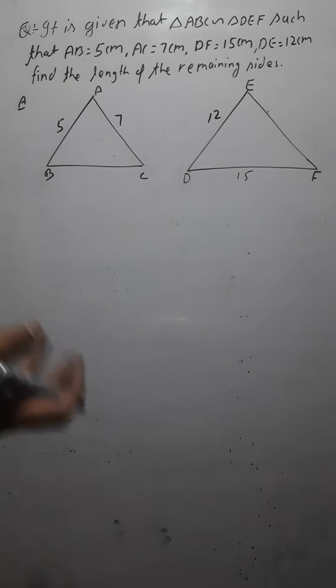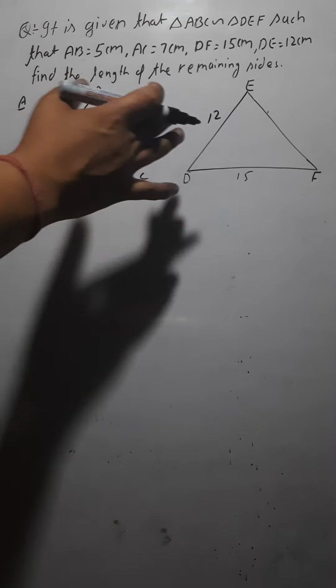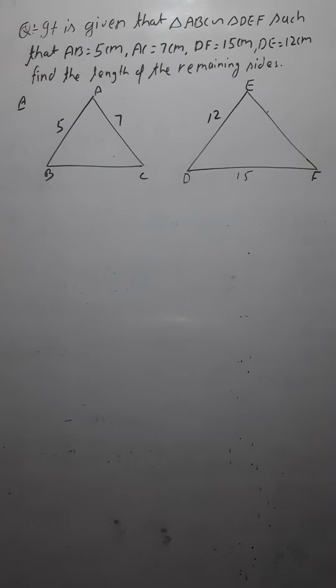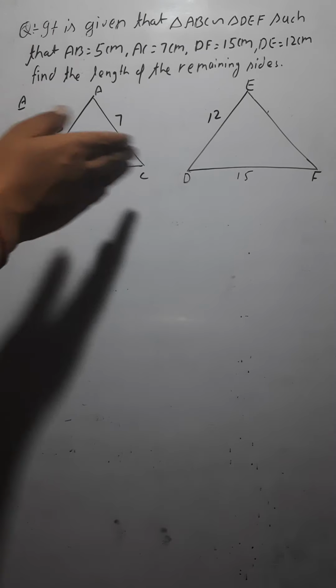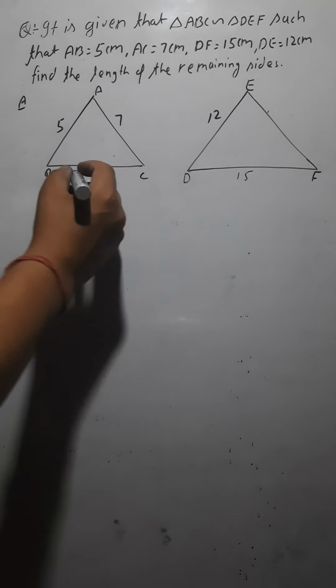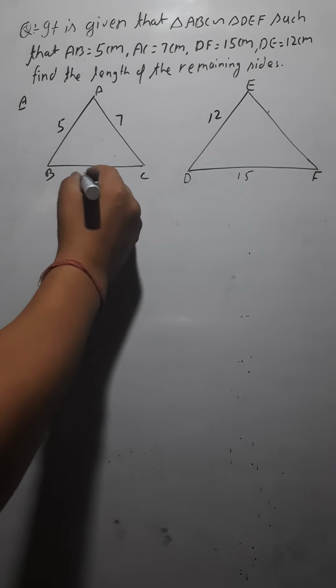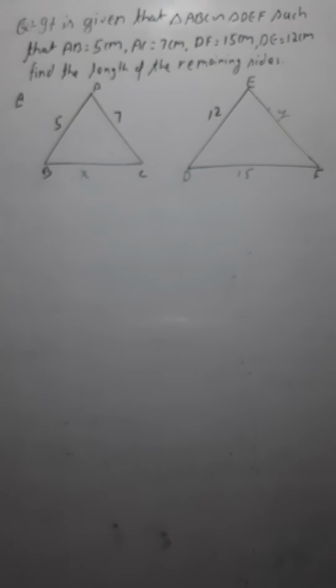Simple, by using that one condition, that the sides are proportional. If the triangles are similar, their sides are in the same ratio. Okay, so just try to do it yourself first. Let's say this unknown side is X and this is Y. Now try to solve it, pause the video and try to solve it on your own.